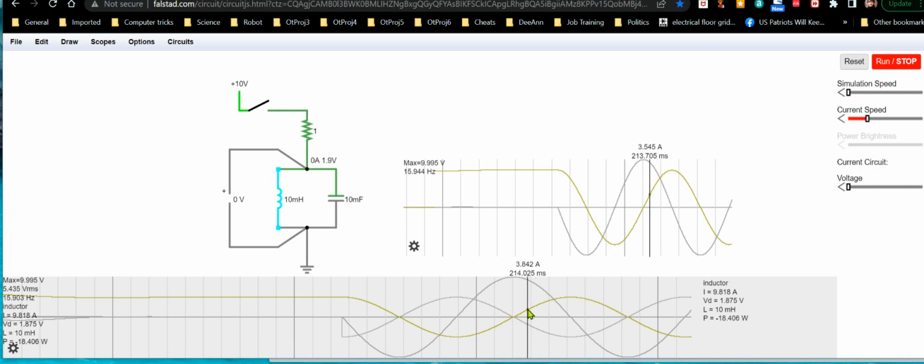So, that's basically how this system works.